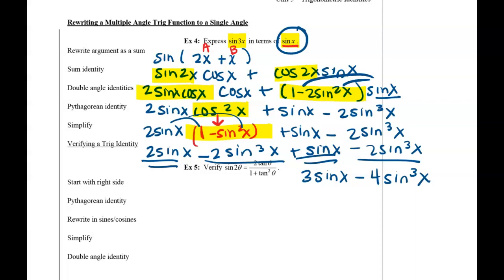Now the question asks us to write this as a single angle in terms of sine x, and that's exactly what we did. Do you notice that the x's do not have a 2 in front of it or a 3 in front of it? It's a single angle because it's just the x. So that's what we did.